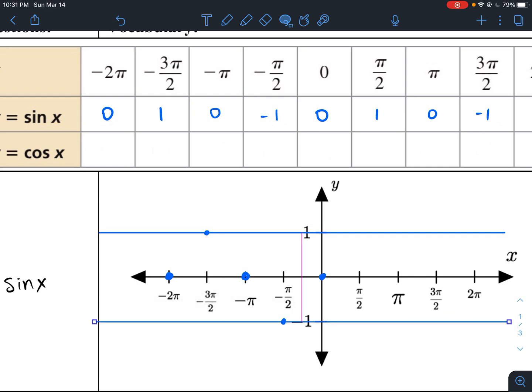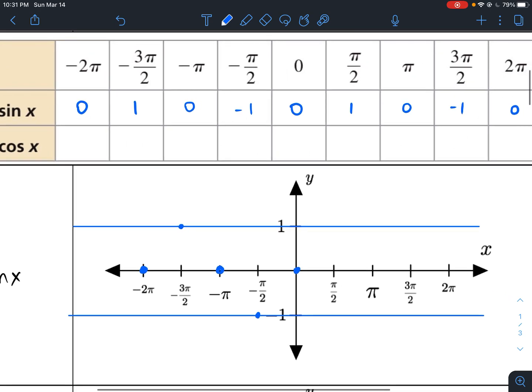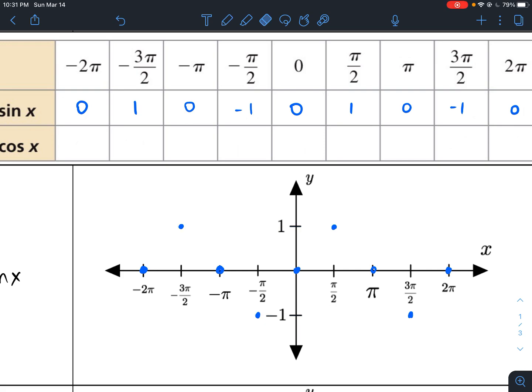Okay. When it's at pi over 2, it's 1. When at pi, it's 0. 3 pi over 2, it's -1. And at 2 pi, it's 0. So going left to right, let's connect these points, but by making a curve, not a straight line.